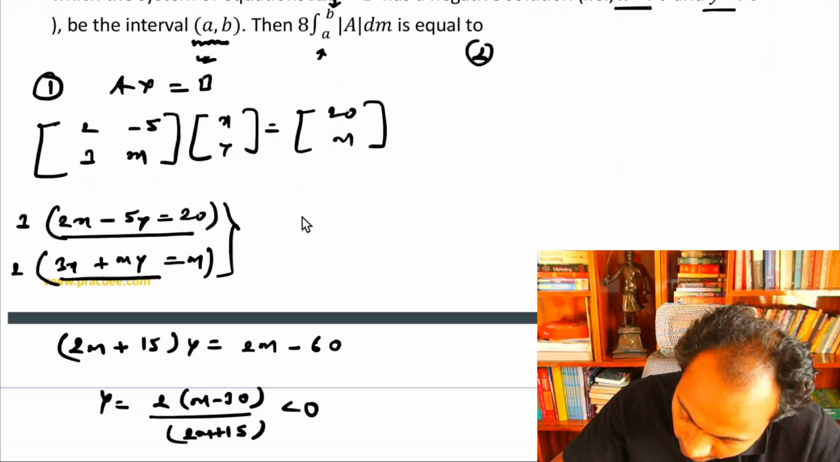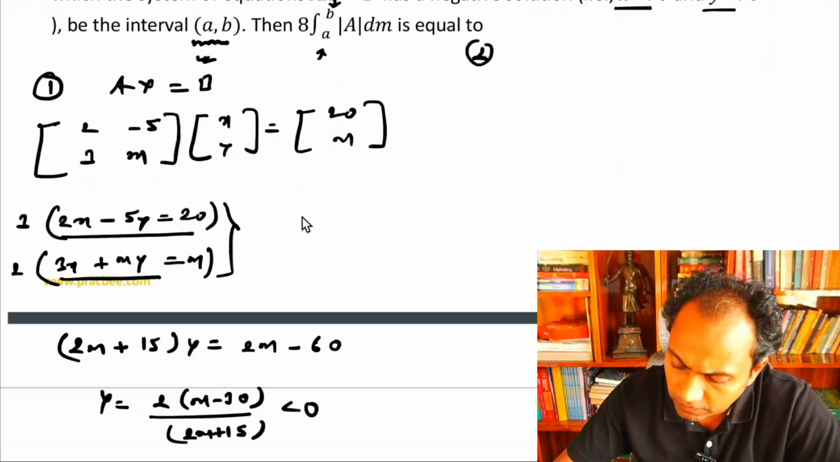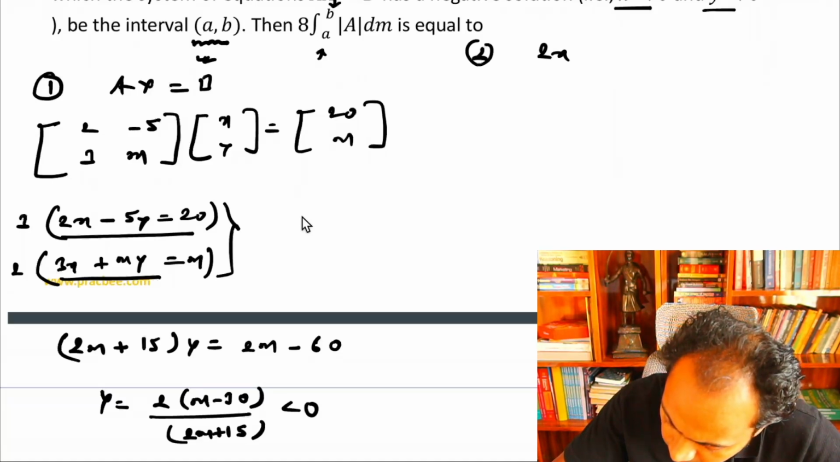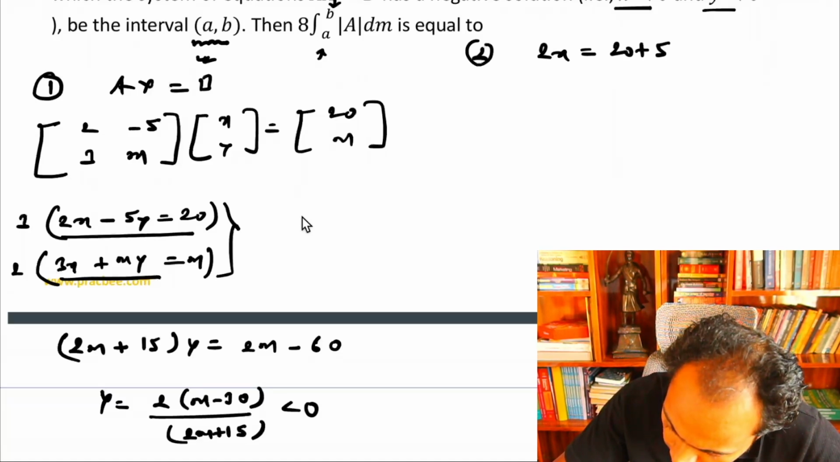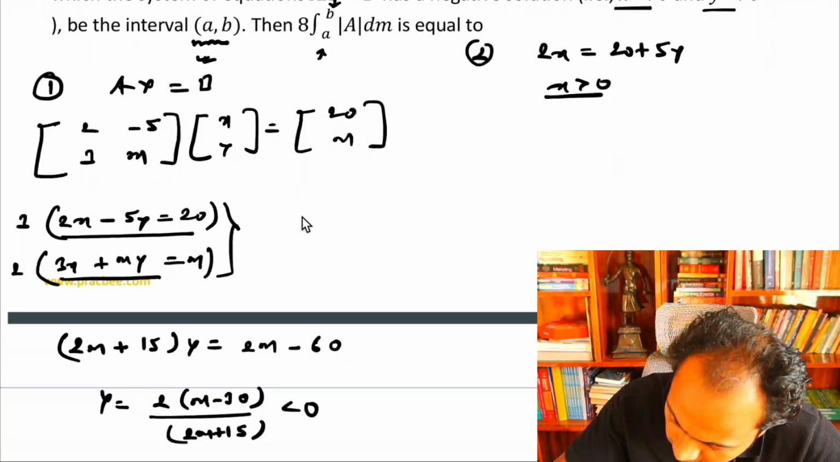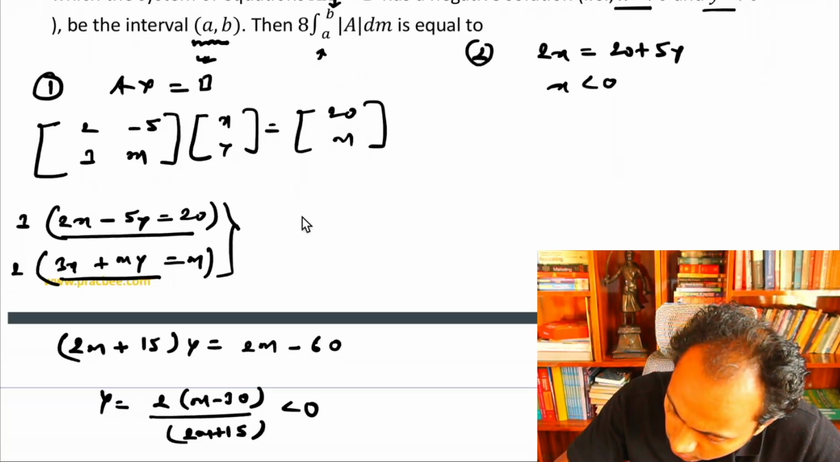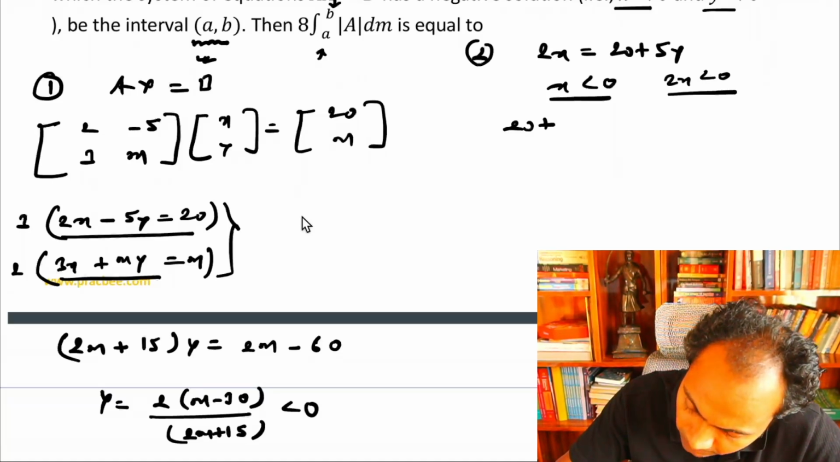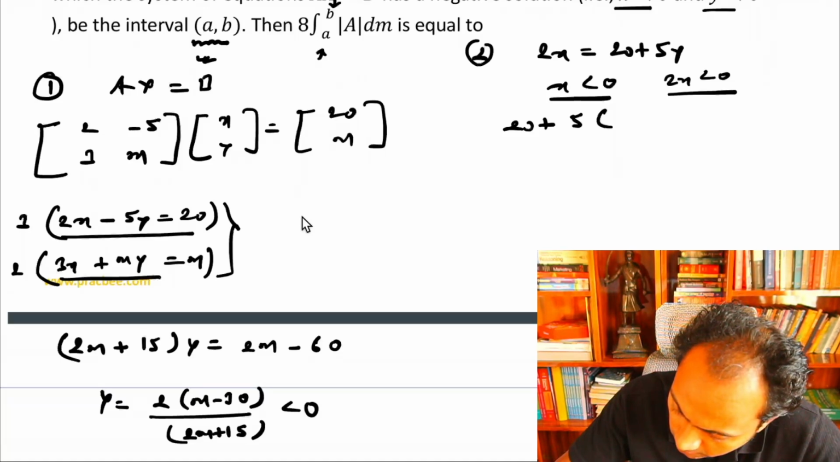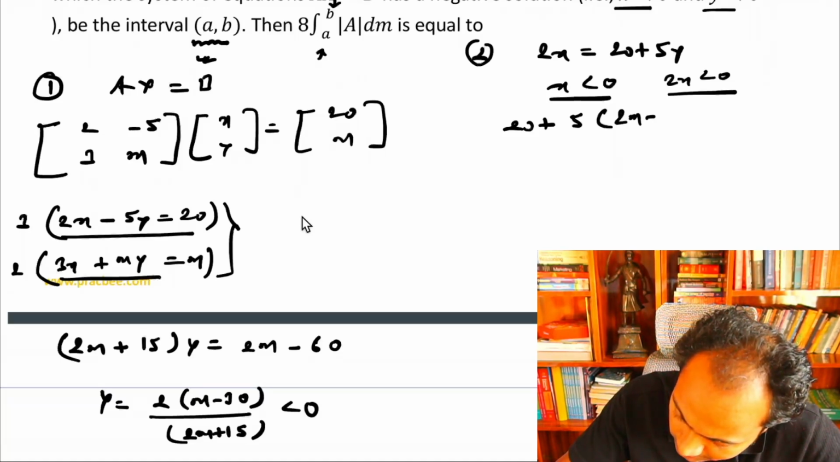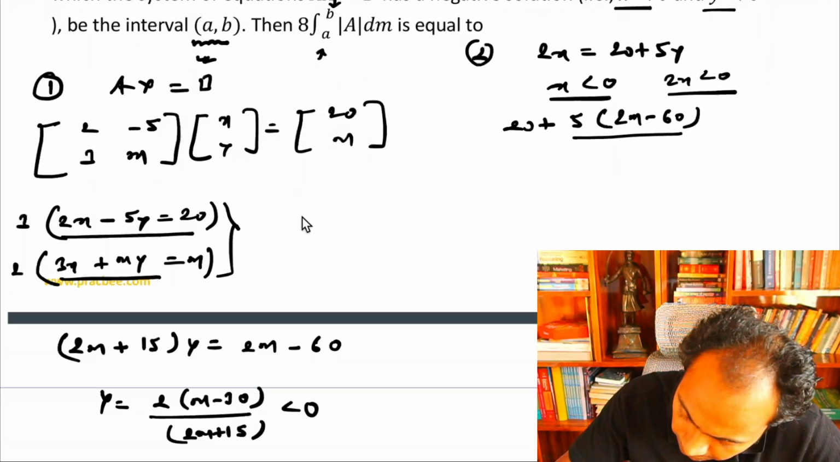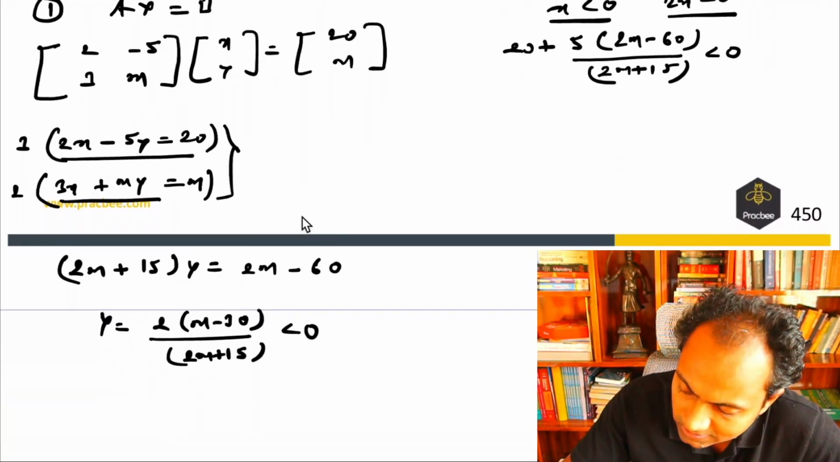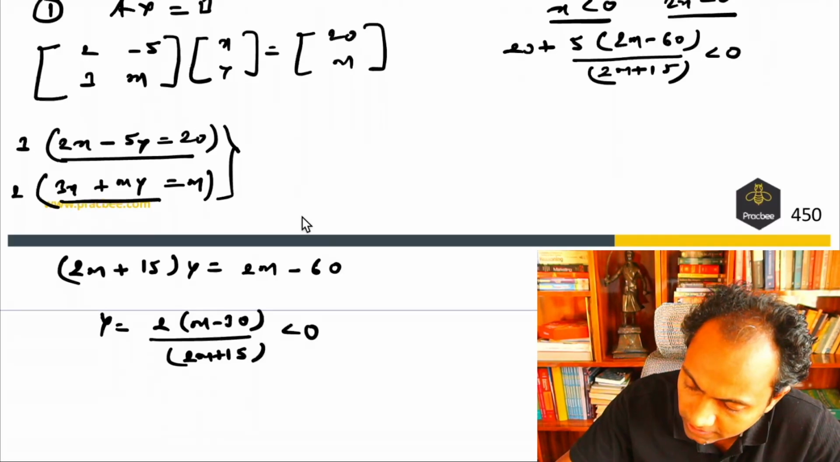We will have to find the value of x. X can be figured out from first equation. It is nothing but 2x will be equal to 20 plus 5y. If x is smaller than 0, then 2x will also be smaller than 0. And hence 20 plus 5 times 2m minus 60 by 2m plus 15, this will also be smaller than 0. Now let us write the answer to the first and second inequalities that we have got.